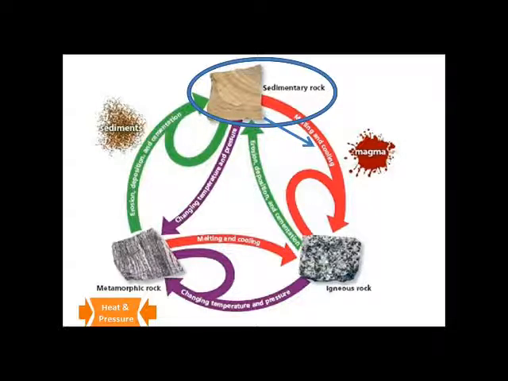Well, the red arrow says melting and cooling, and it points to the igneous rock. So that sedimentary rock got pushed deep, deep underground, melted into magma, and then cooled and formed a new igneous rock. Let's try the purple arrow. What's happening now?